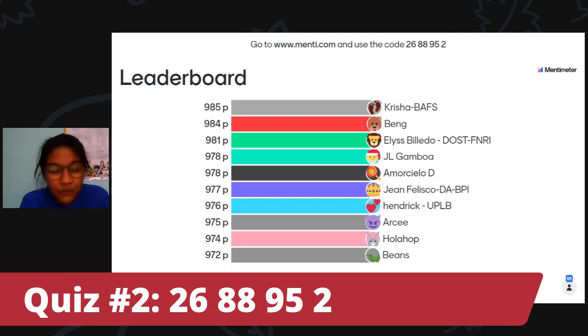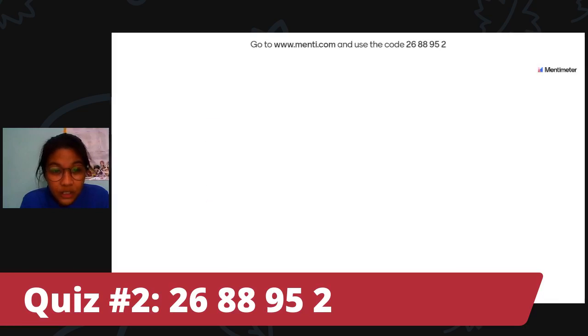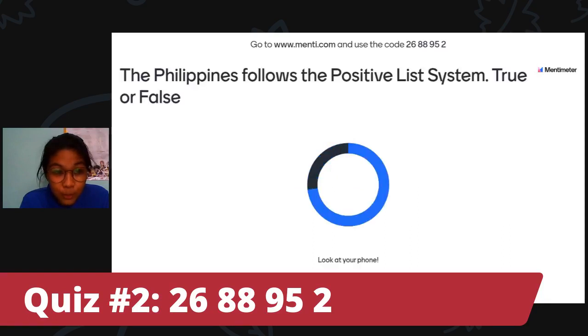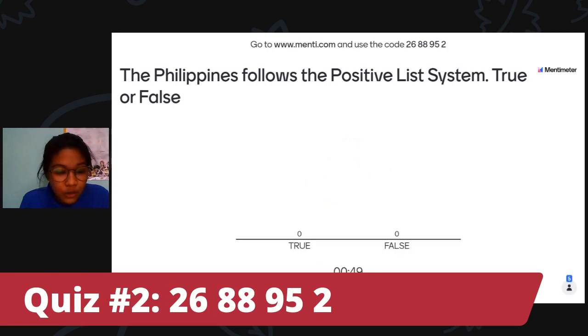Second question pa lang po ito out of 5. So for our second question, tune in po sa inyong mga devices. Answer fast to get more points. The Philippines follows the positive list system. True or false? The Philippines follows the positive list system. True or false? It was discussed by Mr. Sonny under the MRL, I think.